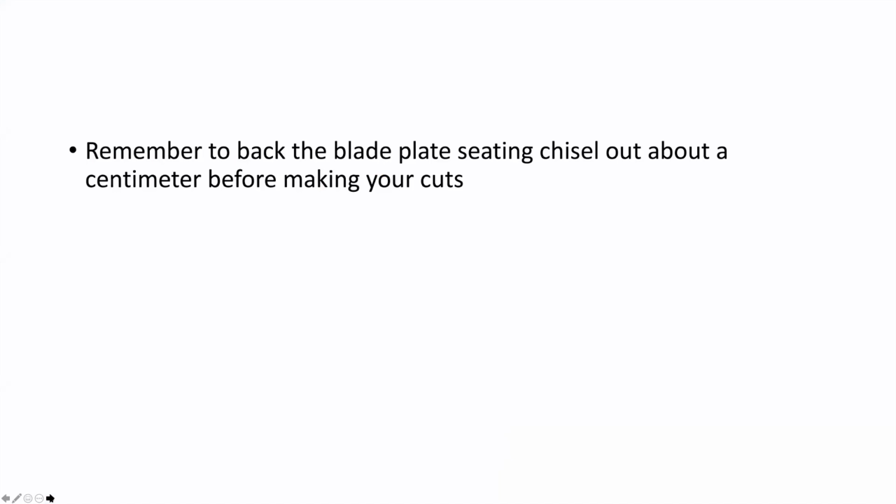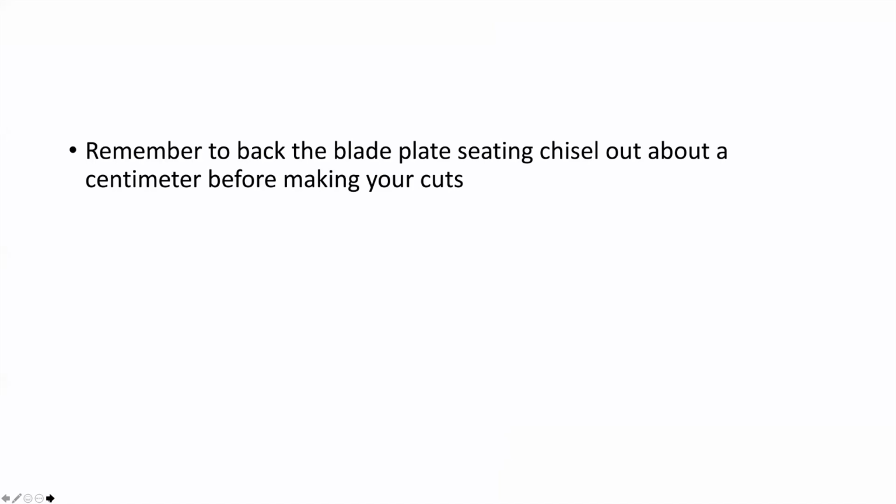Remember to back the blade plate seating chisel out about a centimeter, at least a centimeter, before you start making your cuts. If you make your osteotomy cuts with that blade plate seating chisel all the way into the femoral head, there's nothing really stabilizing that proximal segment, and you're just rotating around the center of rotation in the middle of the femoral head. And every time you try to back out that seating chisel, it just spins the fragment. You just don't have enough resistance to make it happen. And sometimes it can be extremely frustrating trying to back that out. So back it out at least a centimeter.